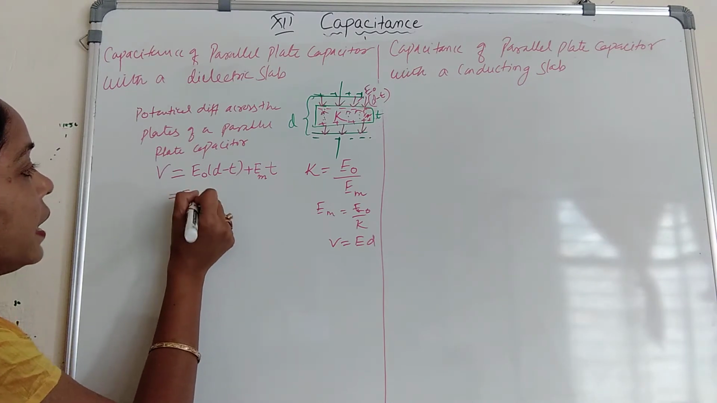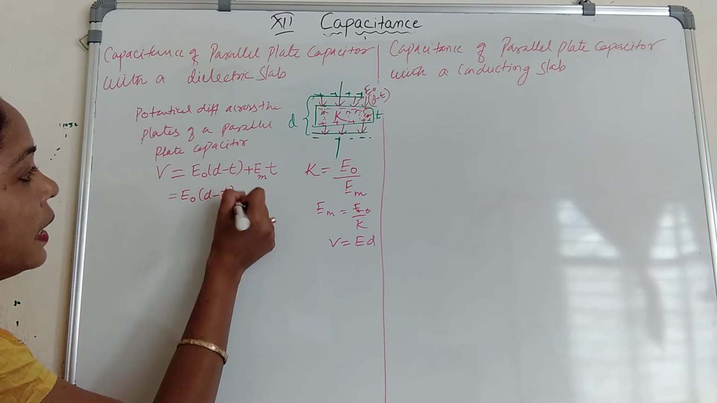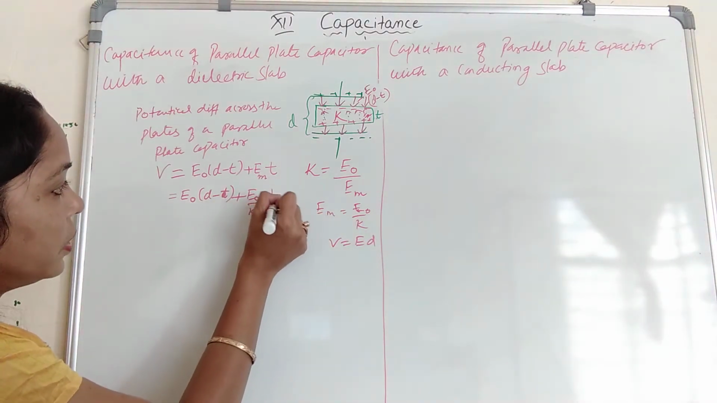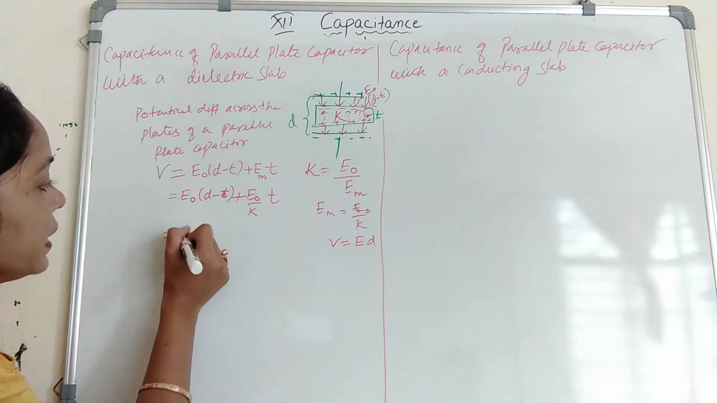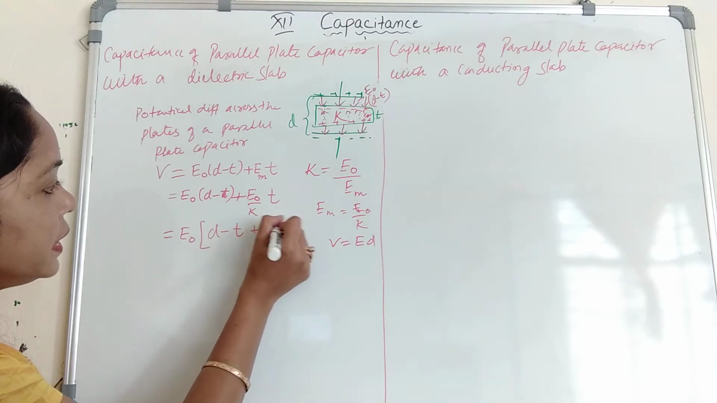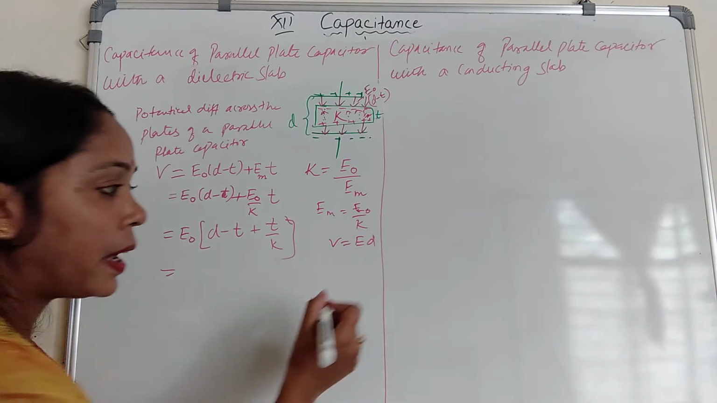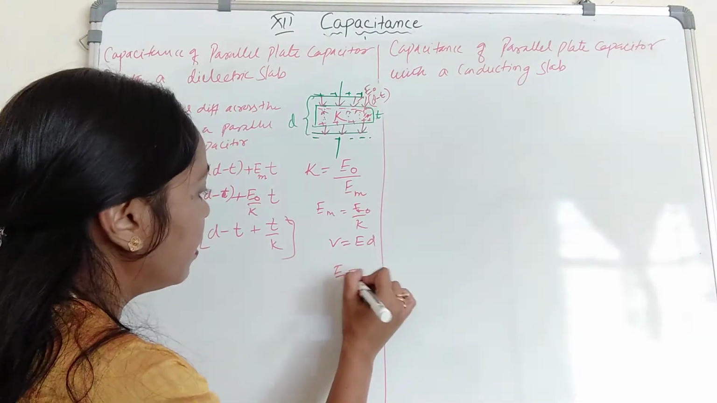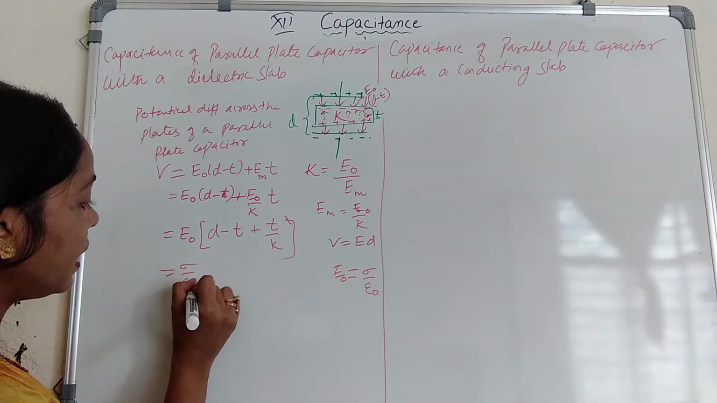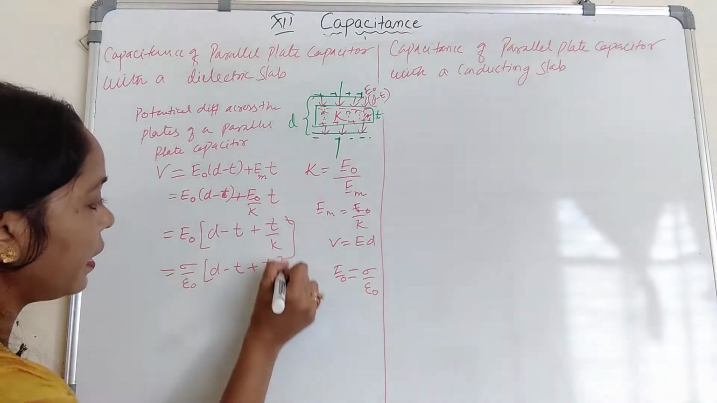So this is E naught (d minus t) plus E_m t, which we can write as E naught by K into t. Take E naught as common: E naught [(d minus t) plus t by K]. Now what is E naught for the parallel plate capacitor? E naught is equal to sigma by epsilon naught. So sigma by epsilon naught [(d minus t) plus t by K].